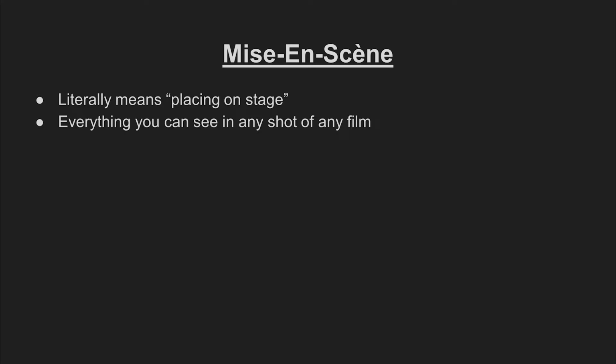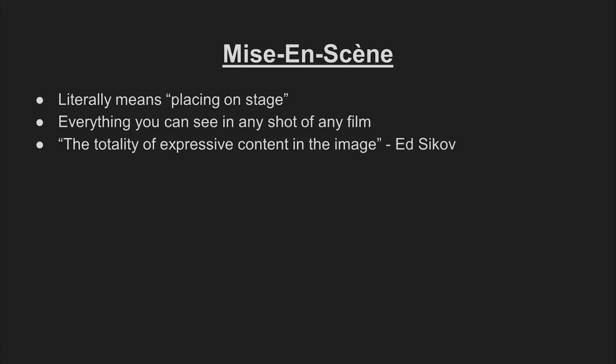Mise-en-scène is a term originated from stage theater. Literally, it translates to placing on stage. In the context of cinema, this term refers to everything you can see in any shot of any film, or to quote Ed Sikov, the totality of the expressive content in the image. Much like theater, everything that we see on the image of a film is deliberate and expressive.